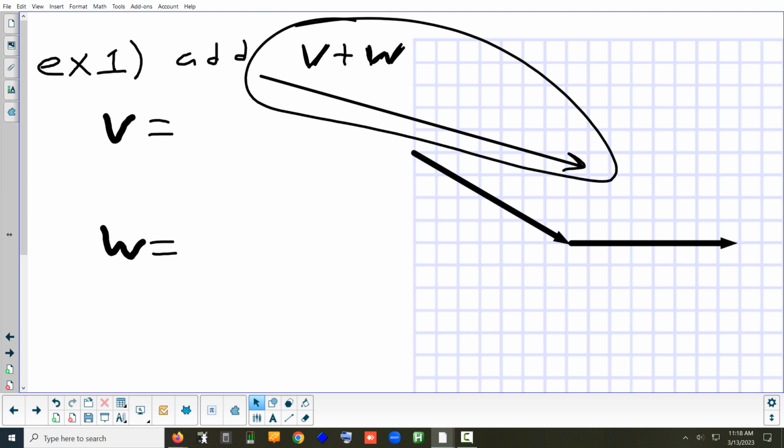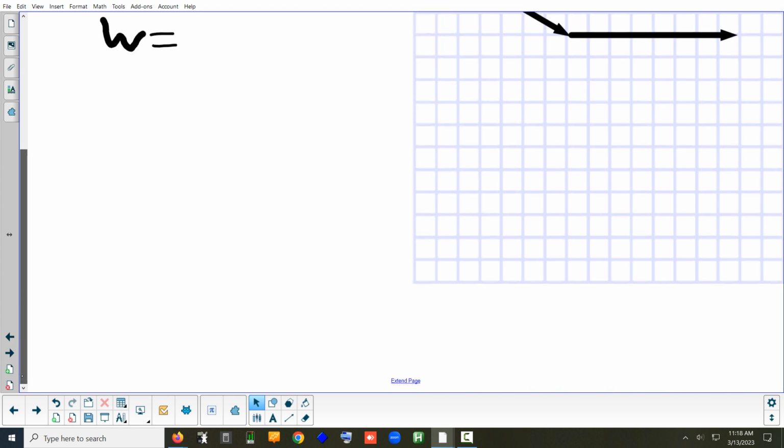So these vectors definitely aren't fighting each other. One of them's pointing down and to the right, one of them's pointing to the right. So they're kind of working together to make the object go even further down and to the right. Okay. Any question on that? So that's the first one.